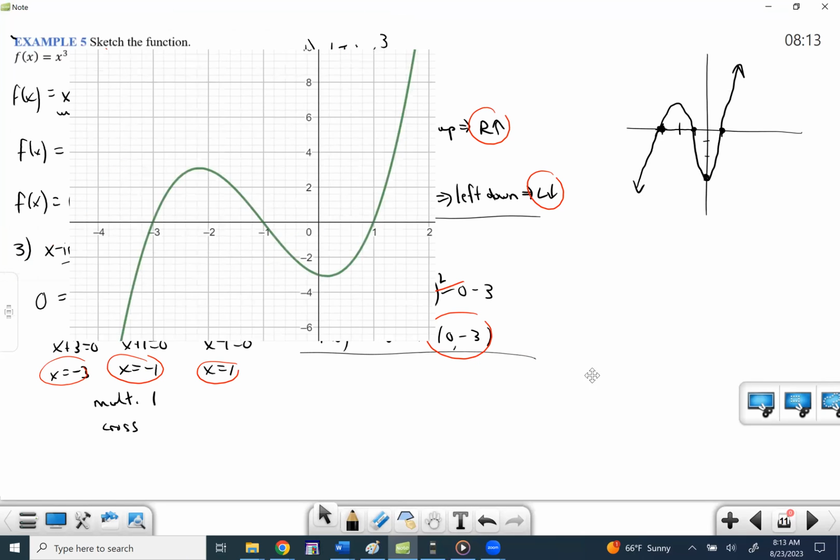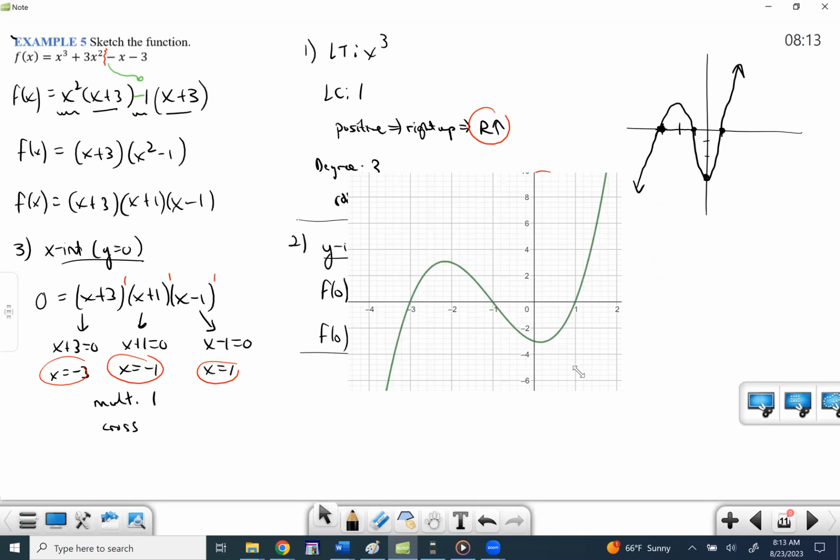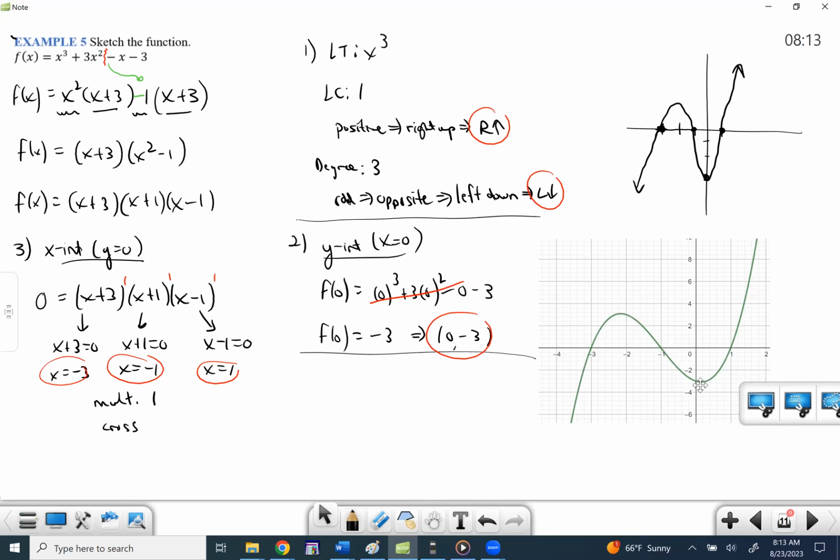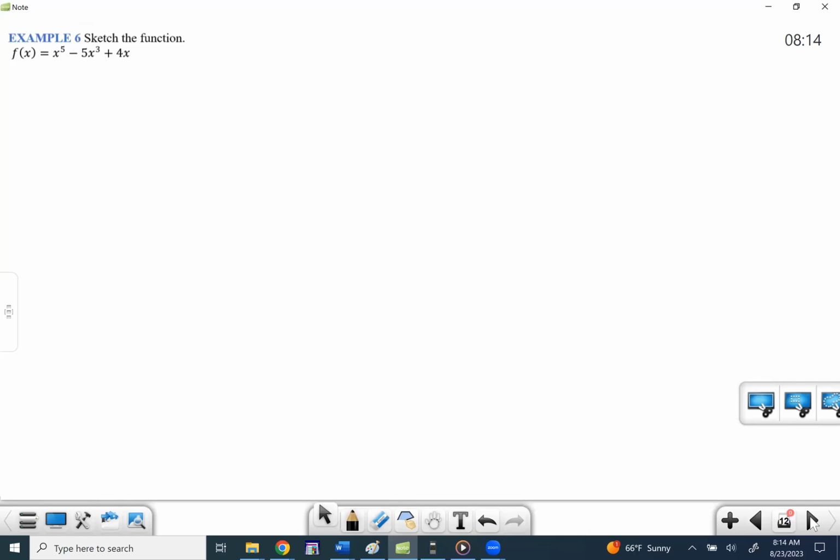All right, I'm gonna move it. Aside from the shakiness, that's pretty much our graph. -3 we cross through, -1 we cross through, 1 we cross through, and down here at -3 we went through the y-axis. Spectacular.